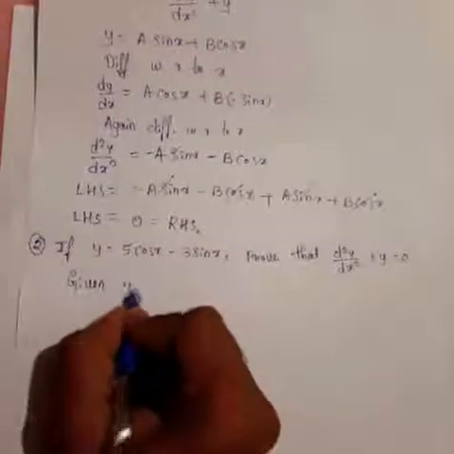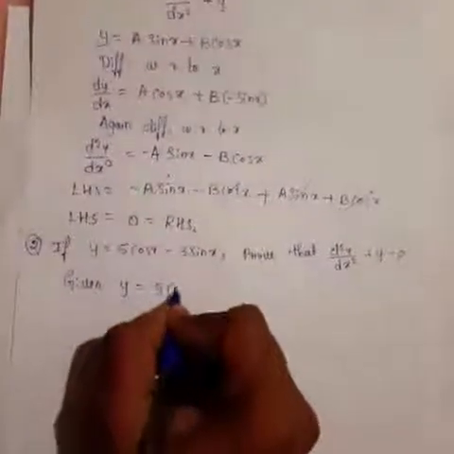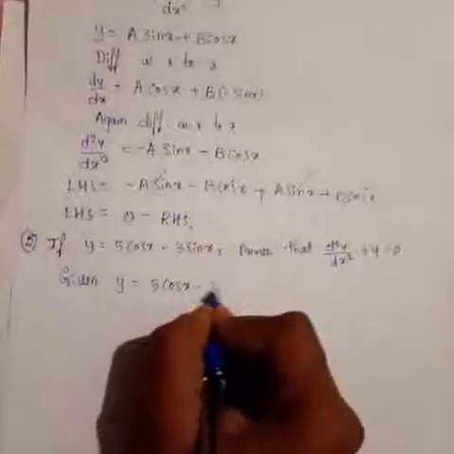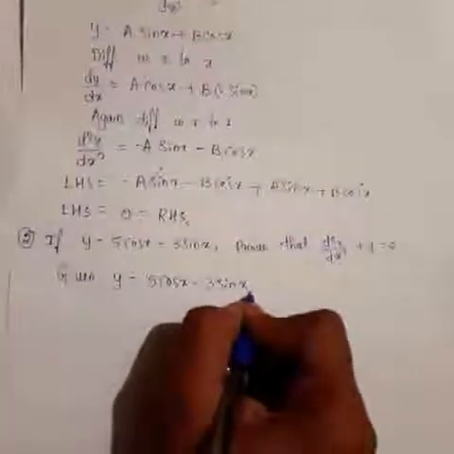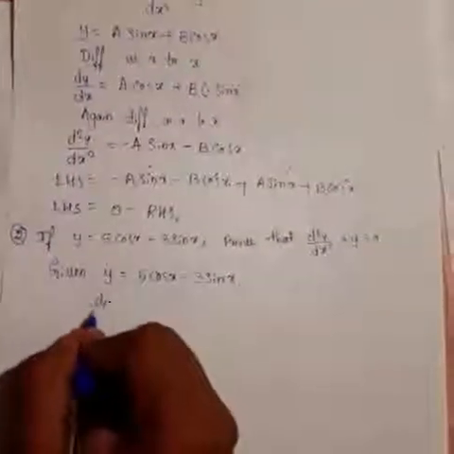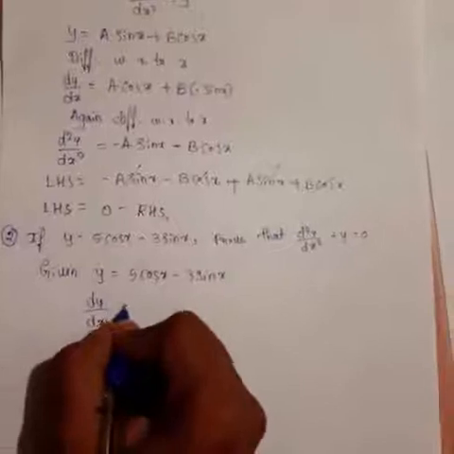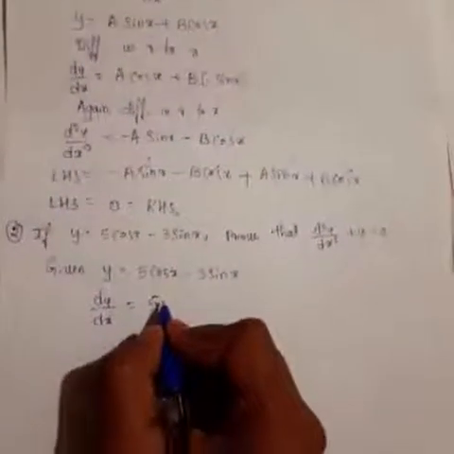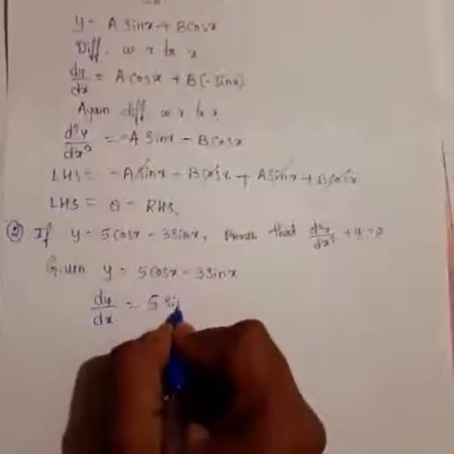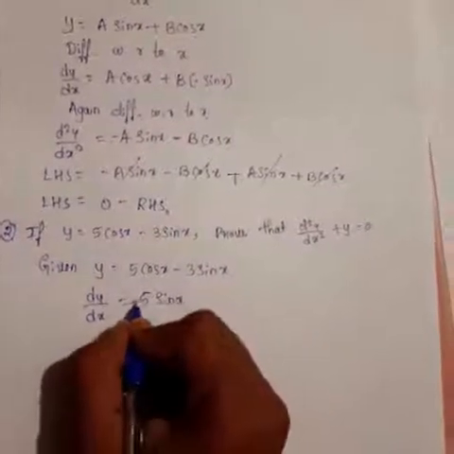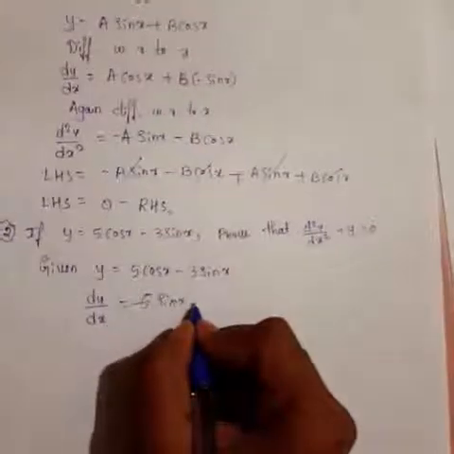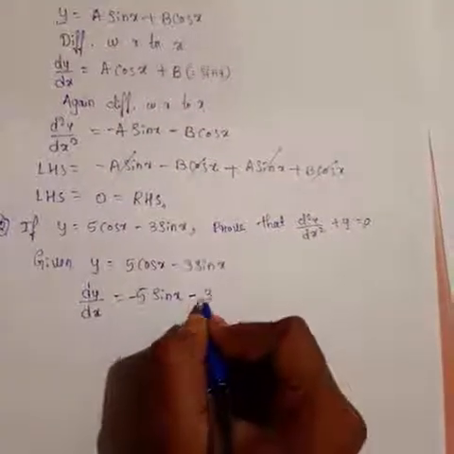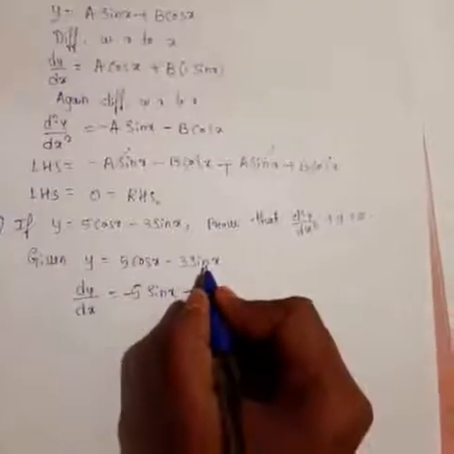y is equal to 5 cos x minus 3 sin x. Differentiate with respect to x, this one is dy by dx. The 5 is constant, it stays as it is. Differentiation of cos x is minus sin x. The minus sin is outside, and this minus stays as it is, and this 3 stays as it is. The differentiation of sin x is what?